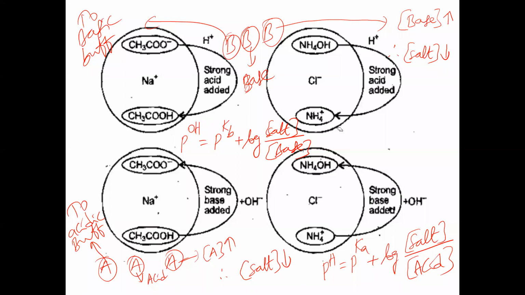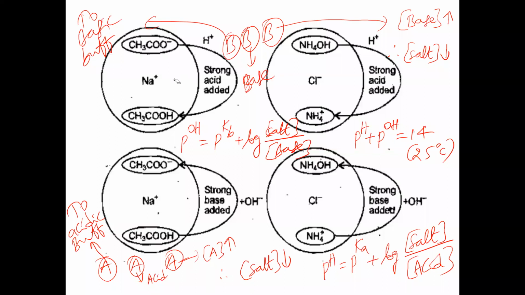From pOH again we can get pH. Generally pH plus pOH is equal to 14 at 25 degrees Celsius. That's why when we know pOH of basic buffer, we can calculate pH. If you know pH of acidic buffer, then we can get pOH.